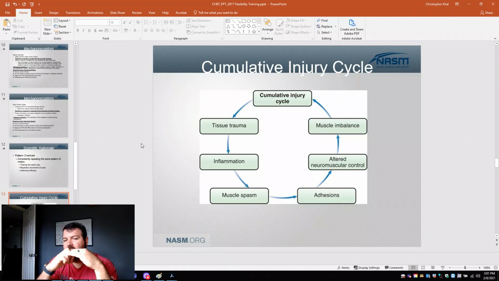So you have to work that out in different ways. That's pretty much what an adhesion is, which could result in altered neuromuscular control, because now instead of that muscle fully extending or contracting, the adhesion is restricting it, so the control pattern is thrown off. So you get this muscle imbalance, which results in injury. It goes back to injury resulting in some kind of tissue trauma, and the cycle just goes on and on and on. So you've got to break that cycle somehow, wherever it's at.